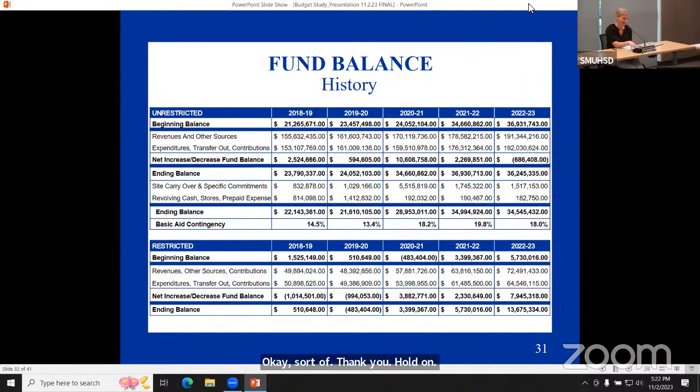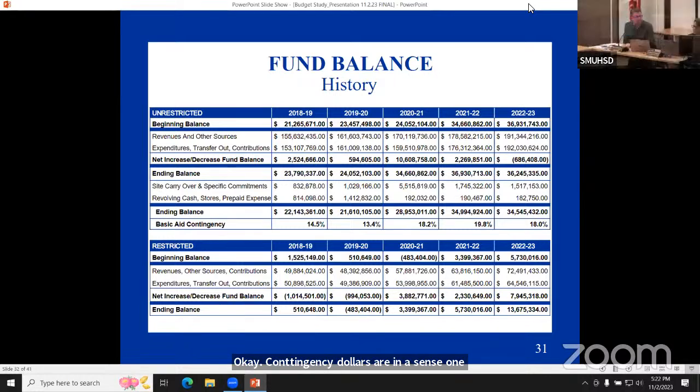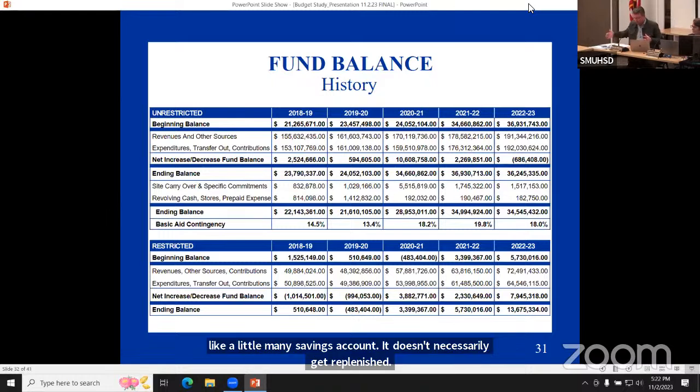Before we start spending all kinds of money, let's remember that contingency dollars are in a sense one-time dollars. So it wouldn't be smart, for instance, to spend it on FTE. Saying, we want to keep a position, so we are going to dip into our contingency to pay for that position. Contingency is like a little mini savings account. It doesn't necessarily get replenished. If you spend it out, it goes away.